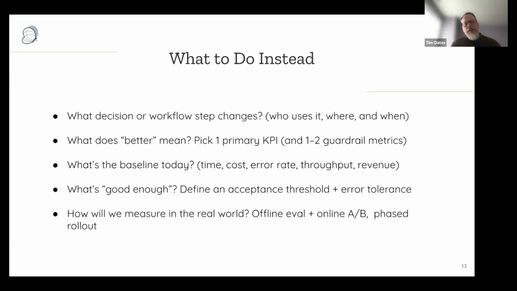We'll have a couple of examples, but it means, let's make sure that if you're moving the KPI in the right direction, you're not breaking other things, which can happen.